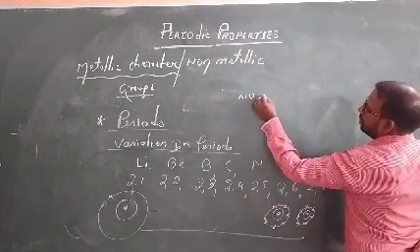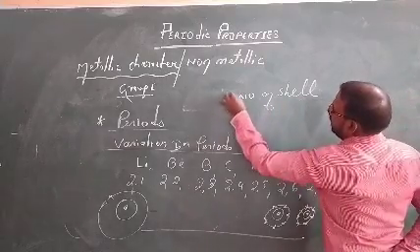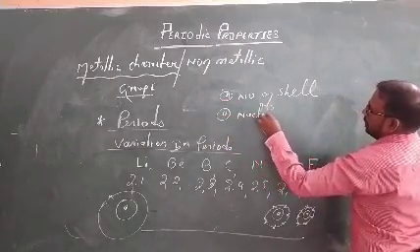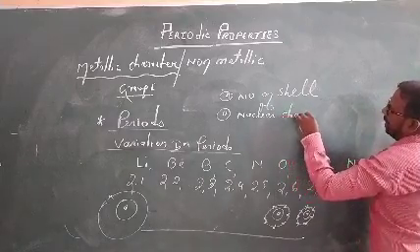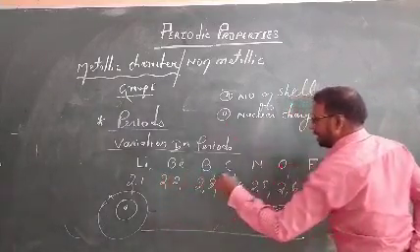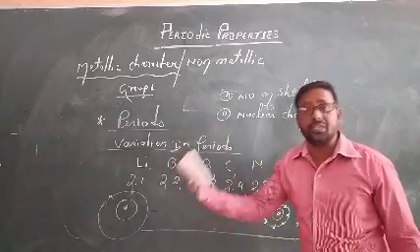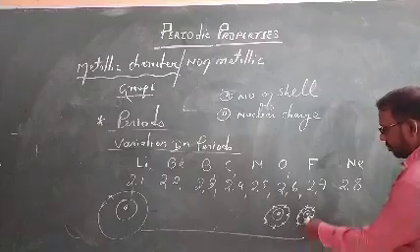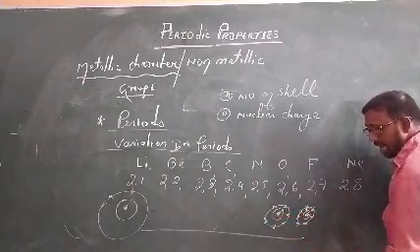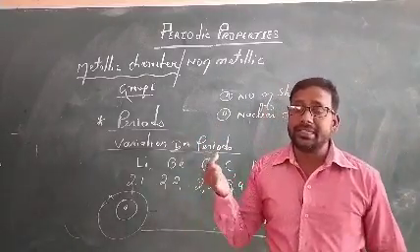They have the same number of shells, but the difference is the nuclear charge. You can see that as we move from left to right, nuclear charge increases, and because of the greater nuclear charge, the outermost electron is pulled toward the nucleus, and once the electron is pulled toward the nucleus, the size decreases.